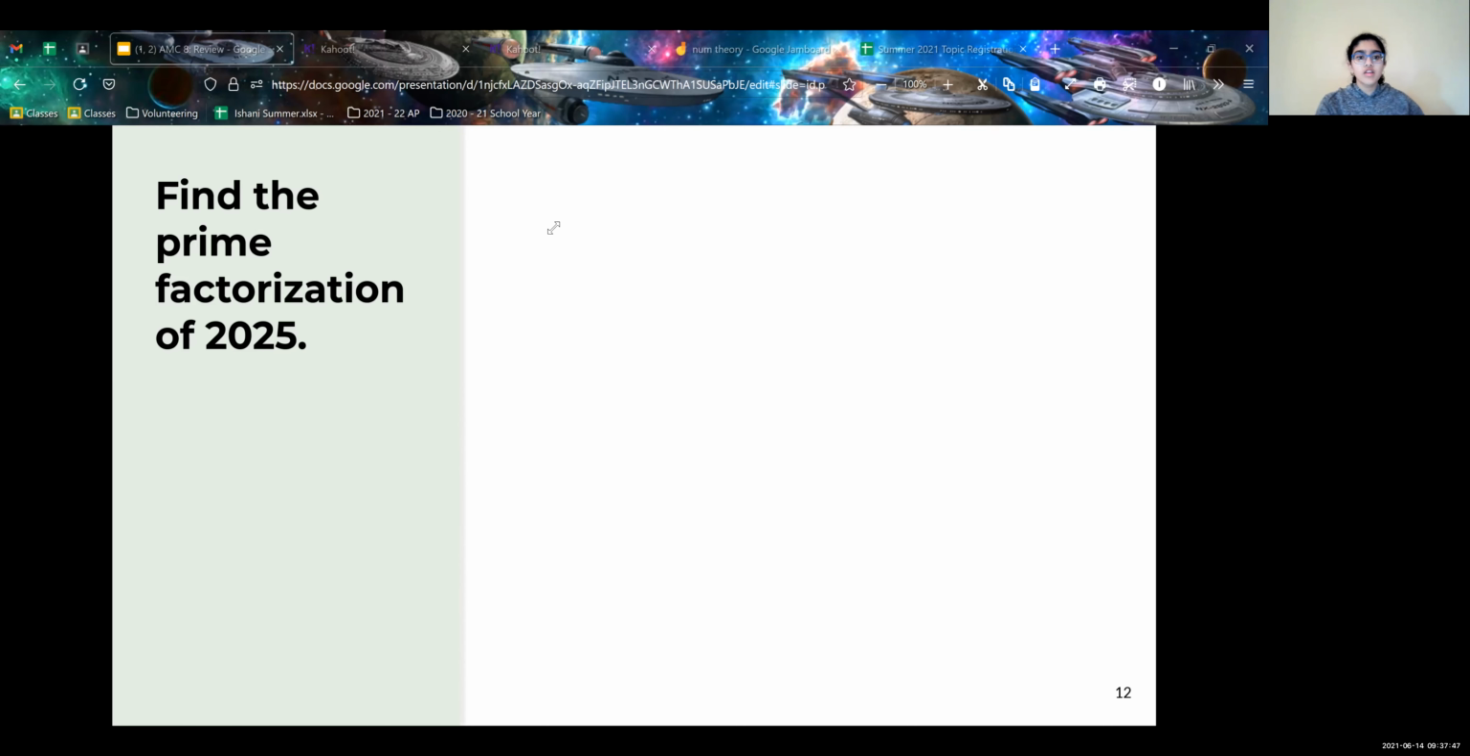Okay, so make sure that when you're typing the prime factorization, you're actually using prime numbers and not any composite numbers. I am starting to see some right answers. So again, type your answer in the chat. The answer is 3 to the power of 4 times 5 squared.